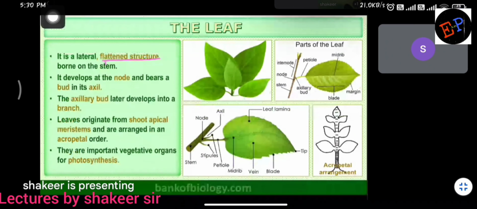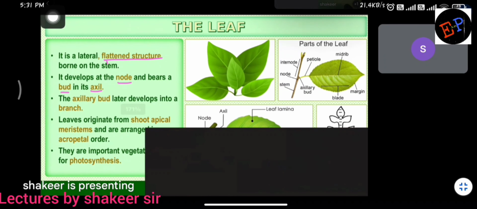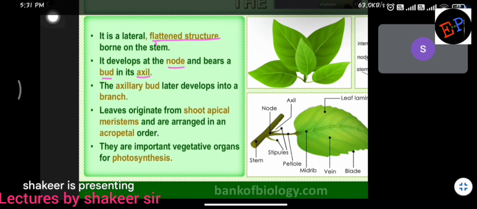Okay. So, it develops at the node and bears a bud in its axil. In the last class only we have studied this, but at the starting of the leaf, you will see two parts. One is the node and the second one is the bud. So from the node, a leaf develops, and from the bud, new branches can develop. This is what we have studied.